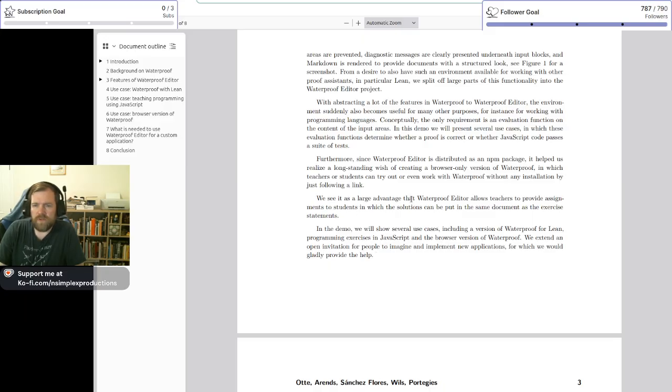We see it as a large advantage that Waterproof Editor allows teachers to provide assignments to students in which the solutions can be put in the same document as the exercise statements. In the demo, we will show several use cases, including a version of Waterproof for Lean, programming exercises in JavaScript, and the browser version of Waterproof. We extend an open invitation for people to imagine and implement new applications for which we would gladly provide the help.